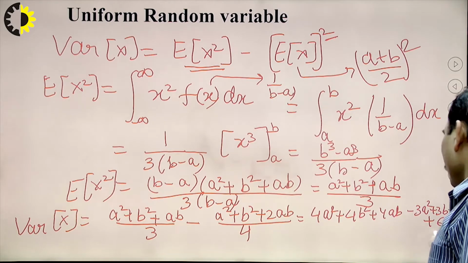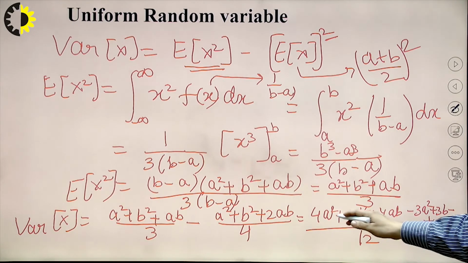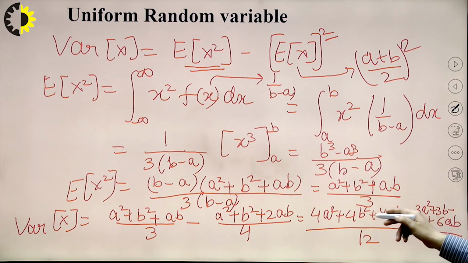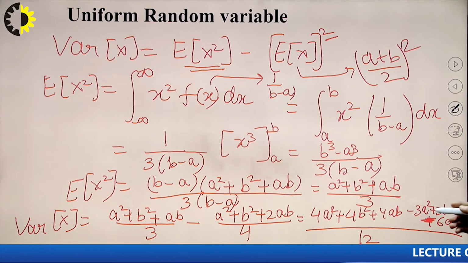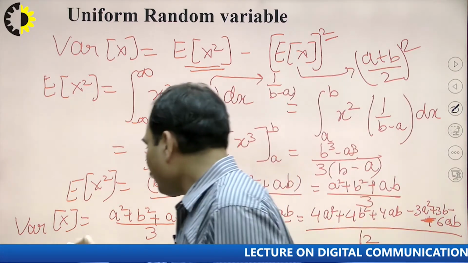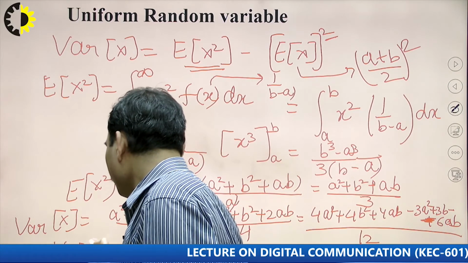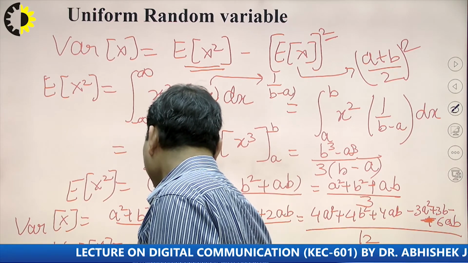I am writing it at the corner, then 3 4 12. So what is left is 4a square minus 3a square, a square, 4b square minus 3b square, b square, and here it is minus, not plus, minus. So we have 4ab minus 6ab.